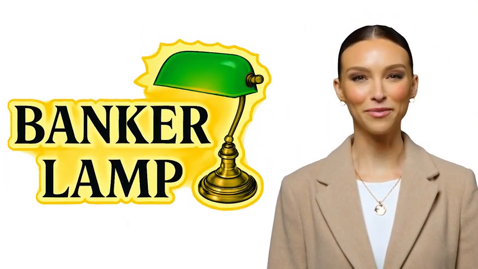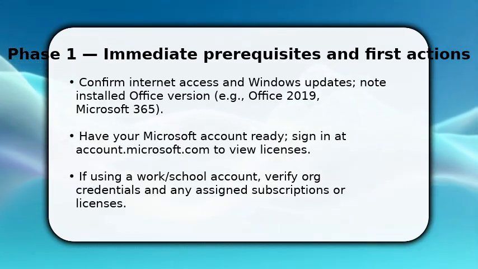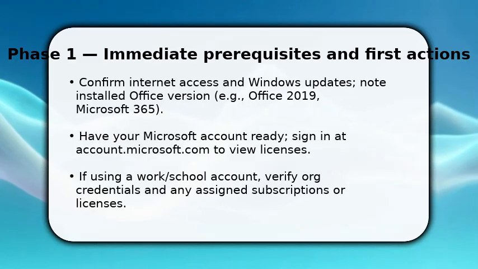Please enjoy the video. You start by preparing the essentials. Make sure Windows is up to date and you have a stable internet connection. Next, sign into your Microsoft account. This is how Office ties a digital license to you.